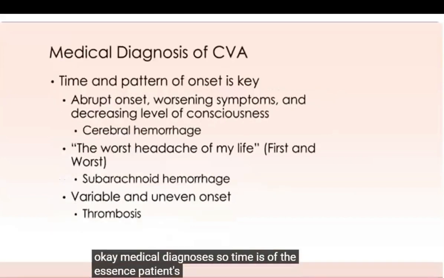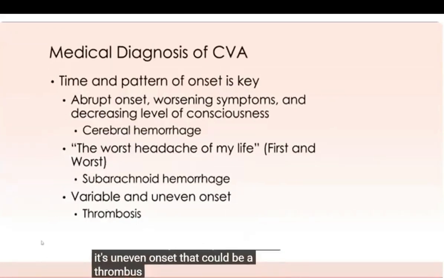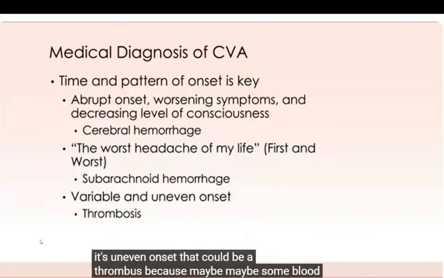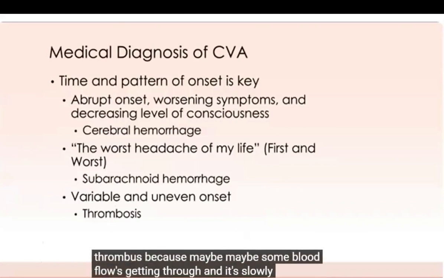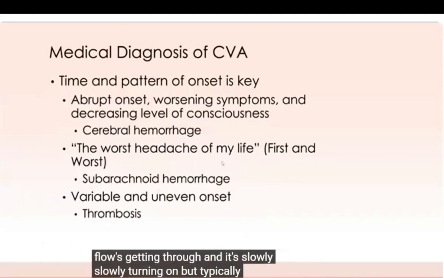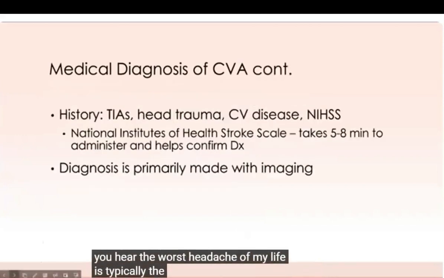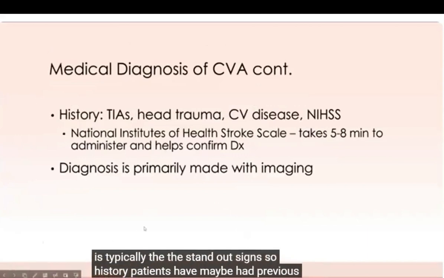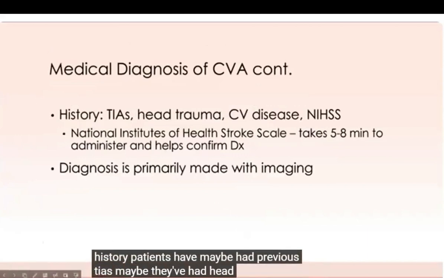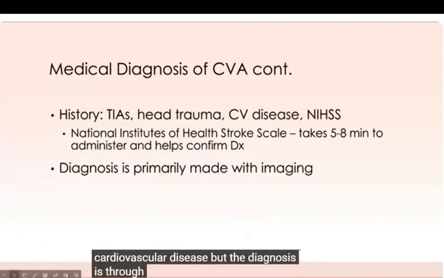So time is of the essence. Patient's going to say, worst headache of my life. Variable, uneven onset could be a thrombus, because maybe some blood flow is getting through and it's slowly turning on. But typically, first you hear the worst headache of my life as the standout sign. So history, patients maybe have previous TIAs, maybe they've had head trauma, cardiovascular disease, but the diagnosis is through imaging.